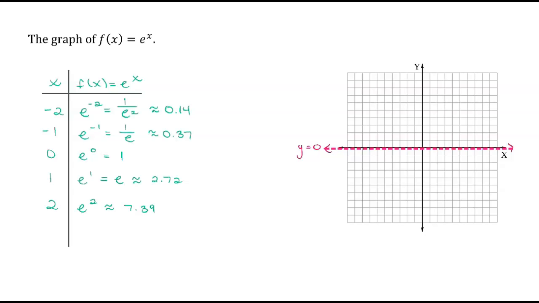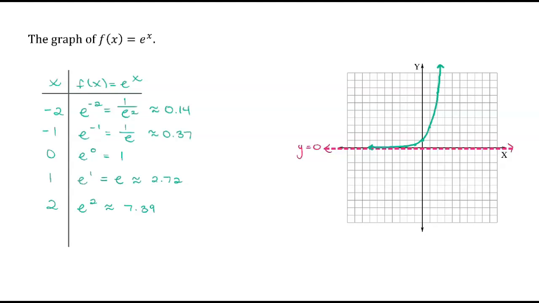We have -2, 0.14, -1, 0.37, 0, 1, 1, 2.72, and 2, 7.39. And with these points, we can construct our graph. Those points give us a really good idea of the shape of e to the x.